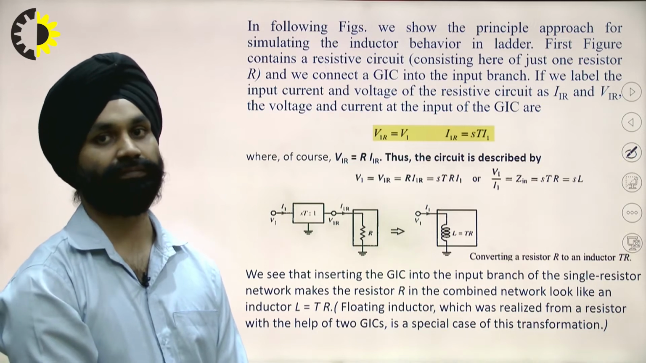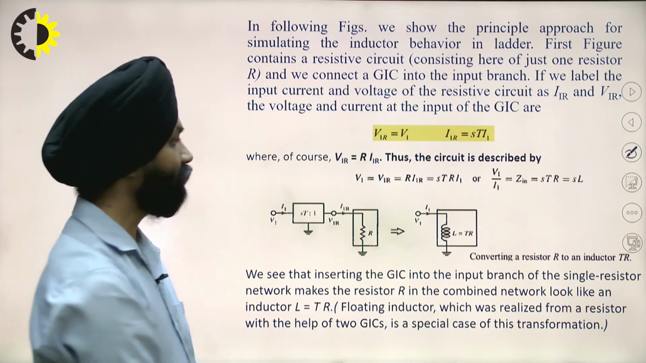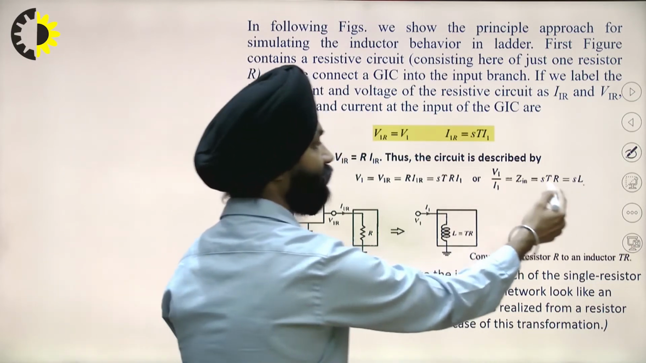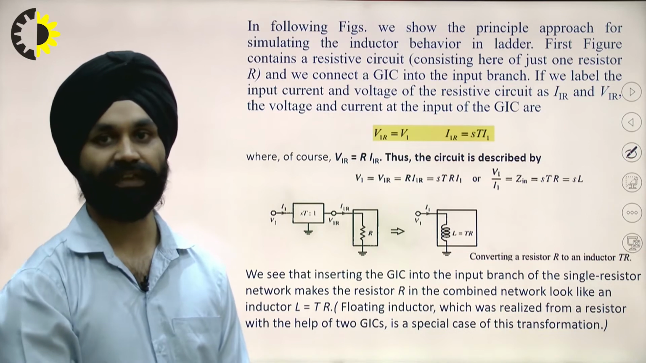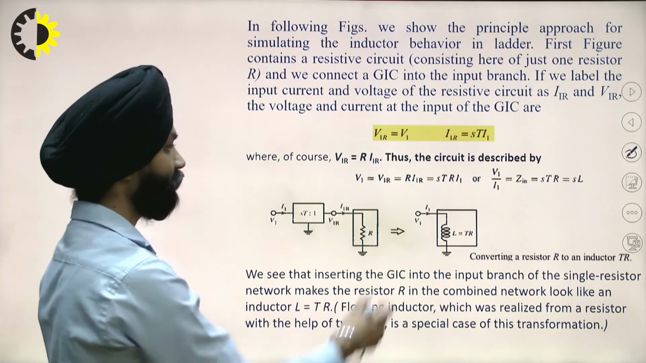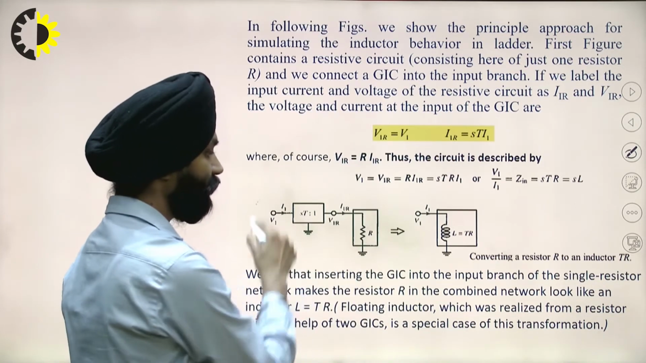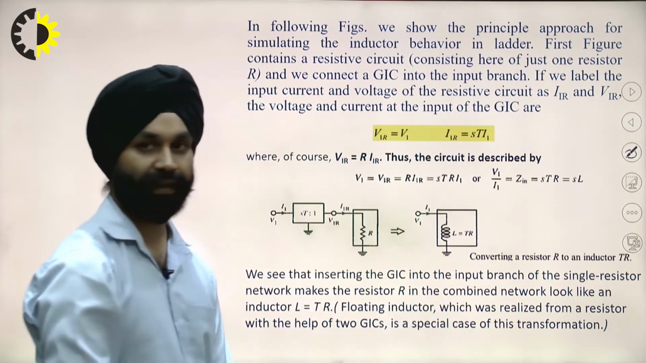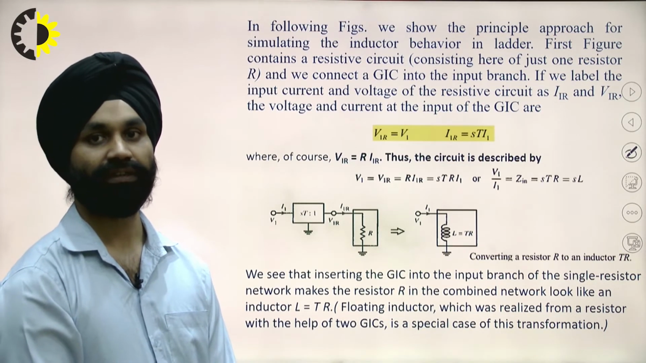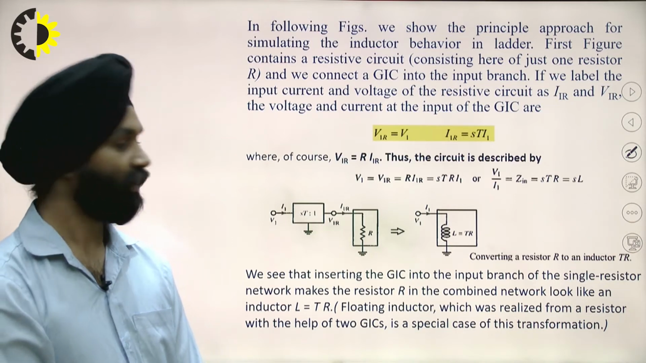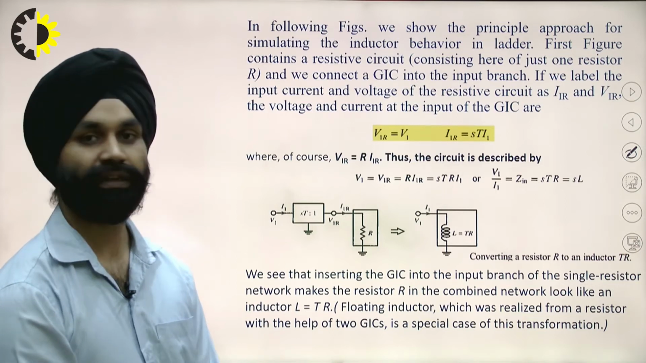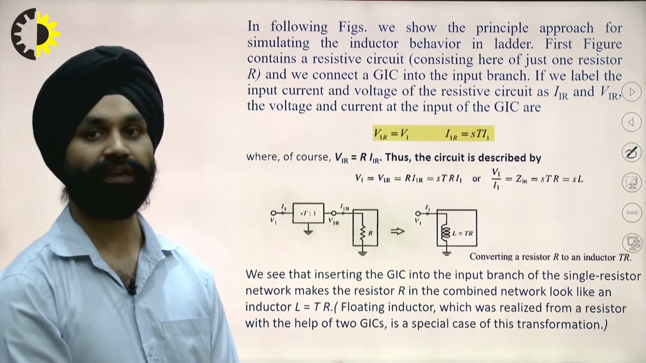Simple this. And we have seen V1 by I1 is equal to SL, where L is STR, T is the time constant. So this whole circuit can behave as an inductor with L is equal to TR. T is the time constant and R is the resistor. So this whole circuit can be represented, converted by resistor and the inductor to simulate the behavior of the inductor by TR.